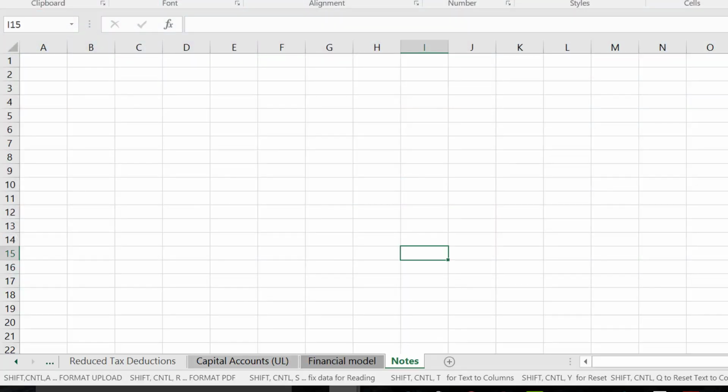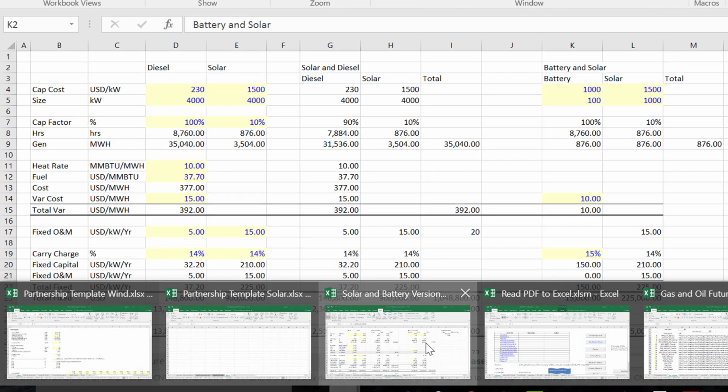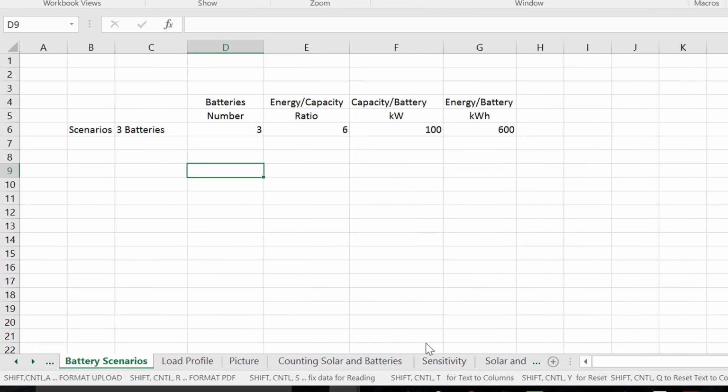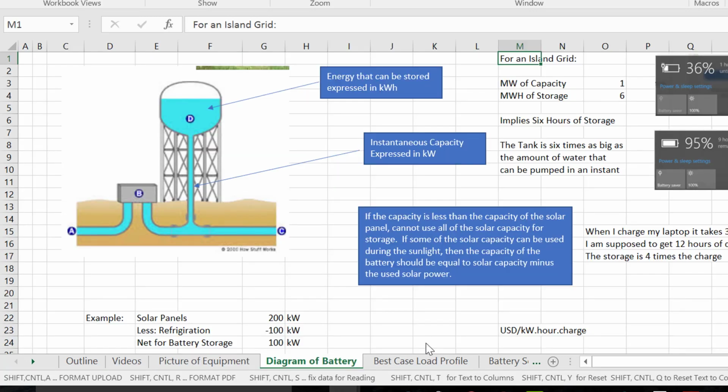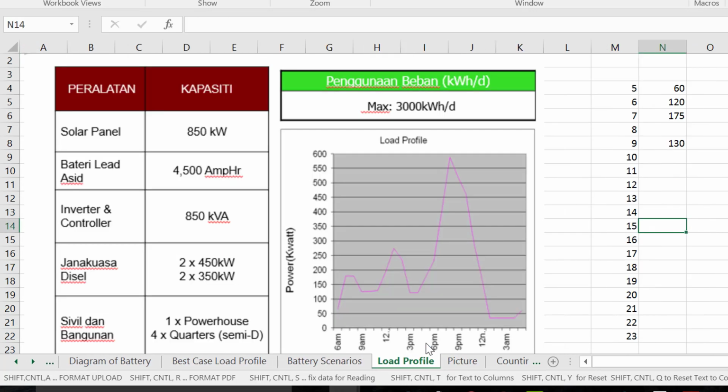Okay, so in order to finally get the batteries included in this analysis, what we really have to study is load shapes. You cannot do this without load shapes. Here is supposed to be a load for an island, I guess. If there's a flat load shape, you don't need a battery.